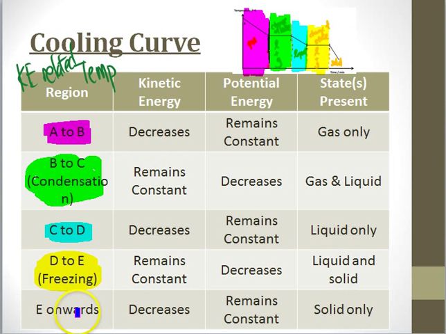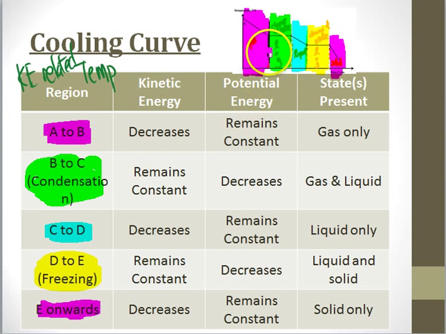Now, last one, E onwards. For E onwards, temperature is decreasing, so KE decreases, potential energy remains constant, and the state present is solid only. So this is in terms of the cooling curve and the heating curve. These curves are actually important because it does help you to determine what state is present. It tells you when is the change of states and whatsoever.